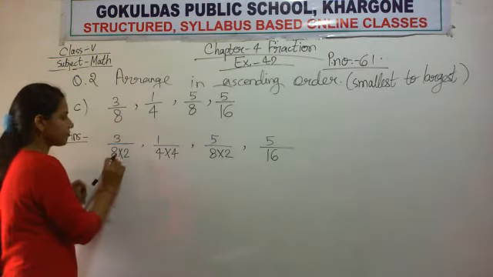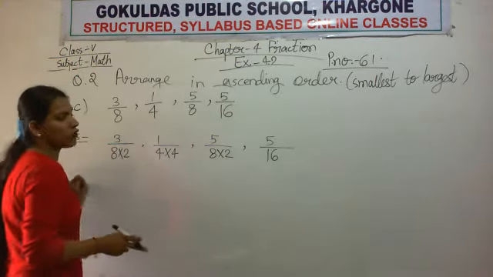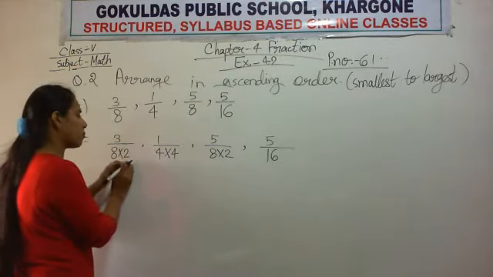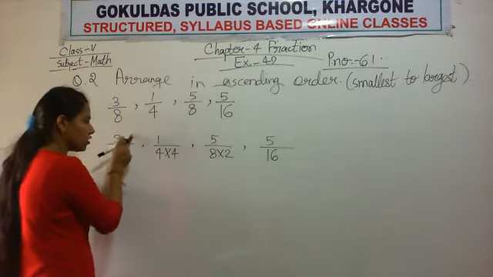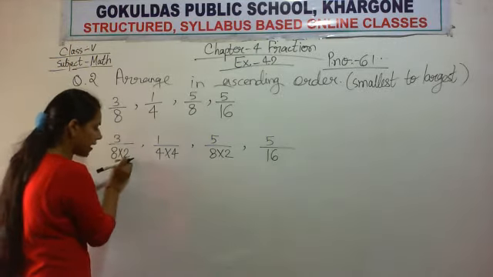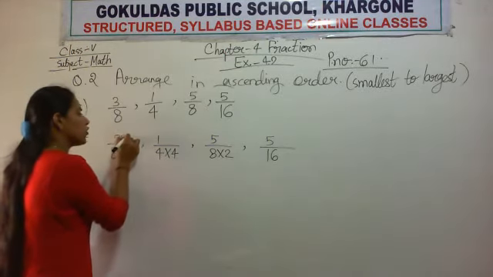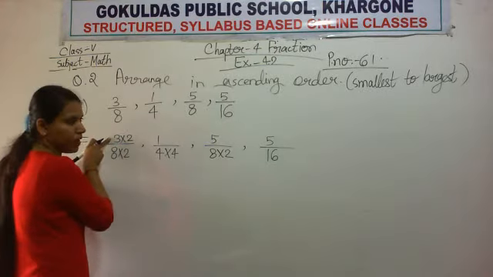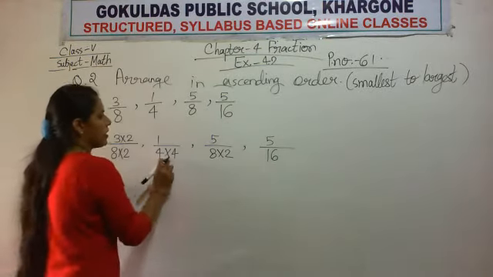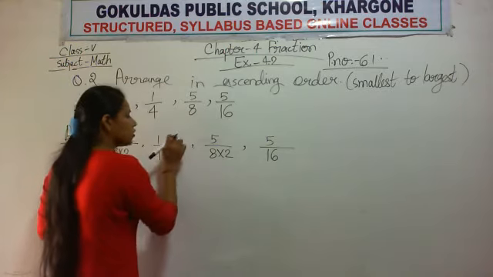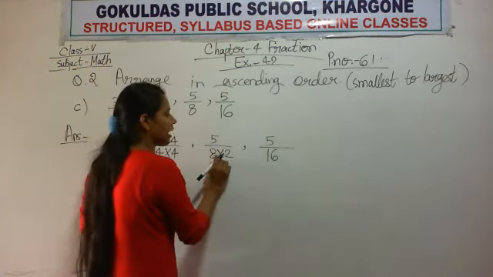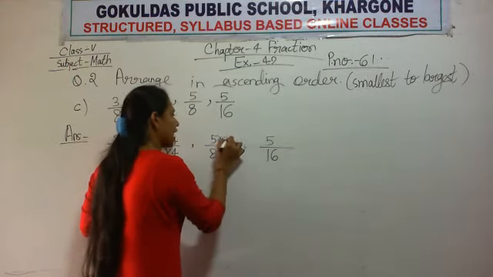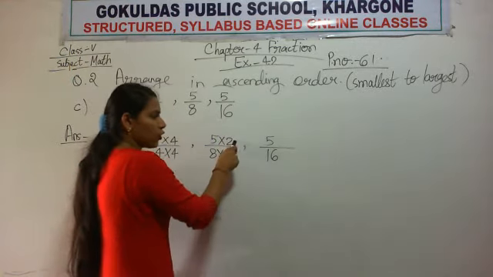As I told you earlier, whatever operation I perform in the denominator, I need to perform it in the numerator also. I am multiplying by 2 in the denominator, so in the numerator I will multiply by 2. Here I multiplied with 4, so in the numerator I need to multiply with 4. Here I am multiplying by 2, so here I also multiplied by 2.